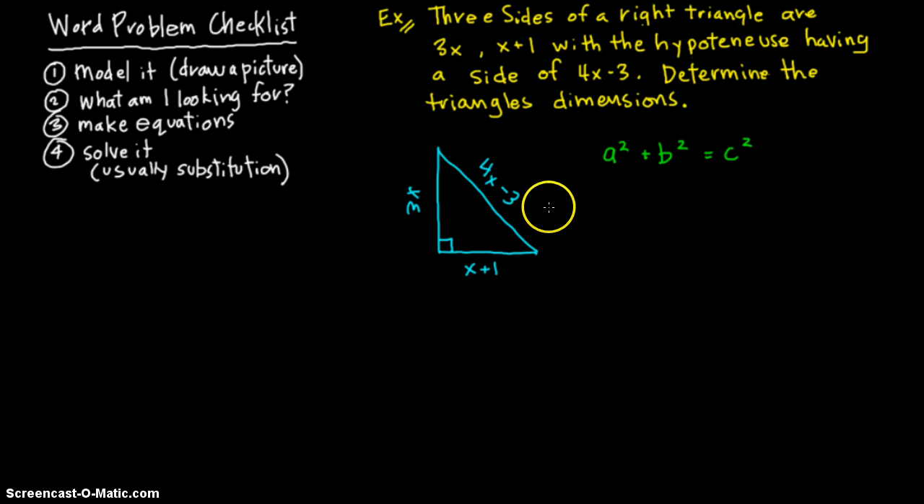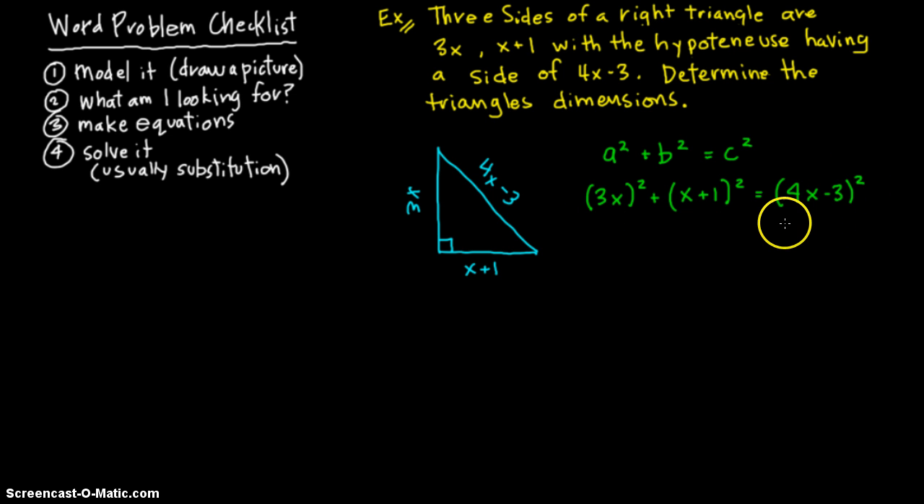Does this help me out? Well, sure. This is a right triangle. This is my a, this is my b, this is my c. So why don't I just simply plug them in and see what happens? Okay, so I would have my a, that would be my 3x. That would get squared. And I would add my b, which is x plus 1, squared. Oh, that's going to get a little complicated. But that's okay, we've done this before. And then I'm going to have a c, 4x minus 3, squared.